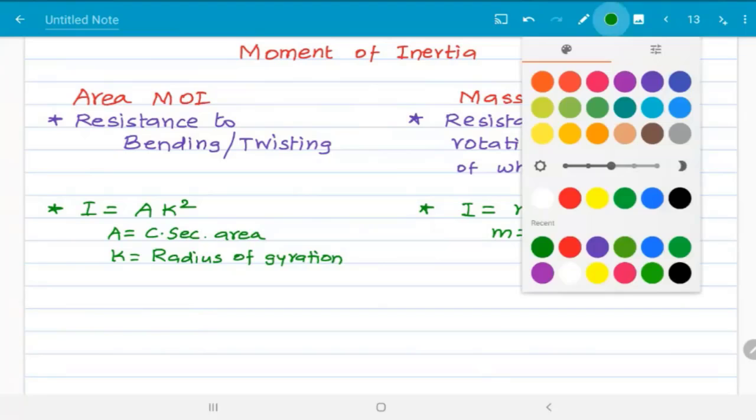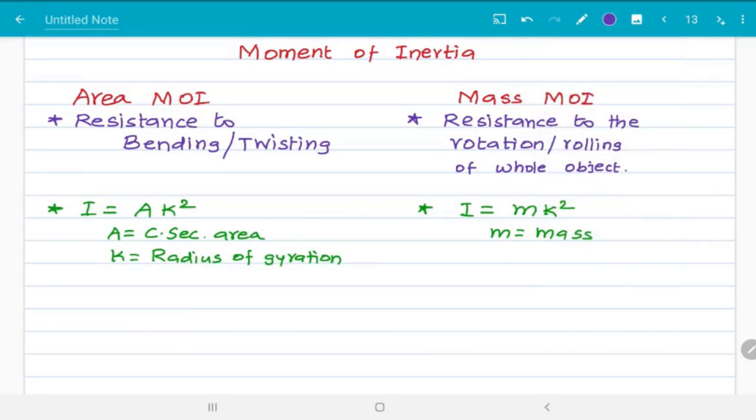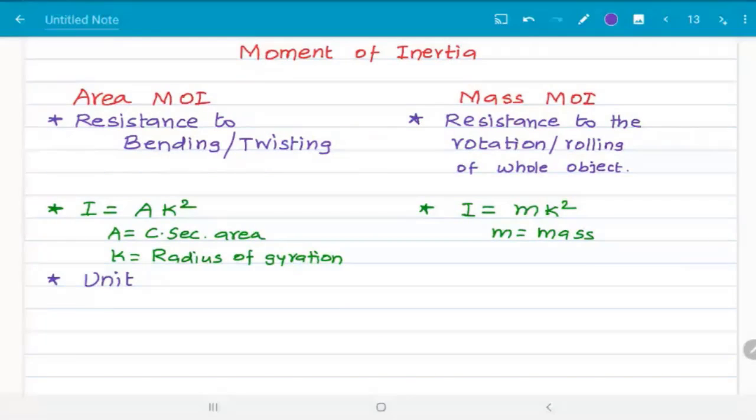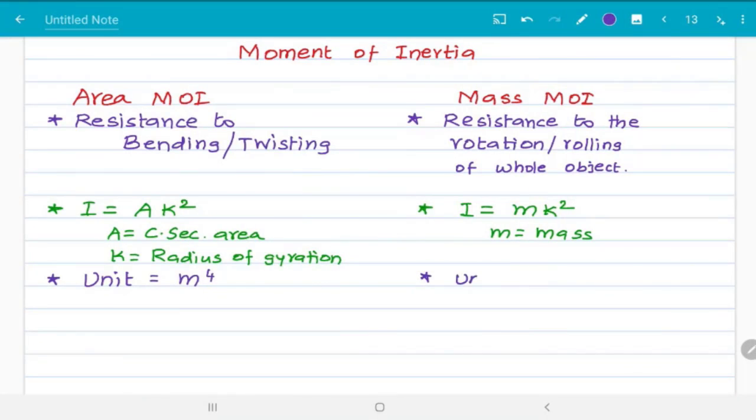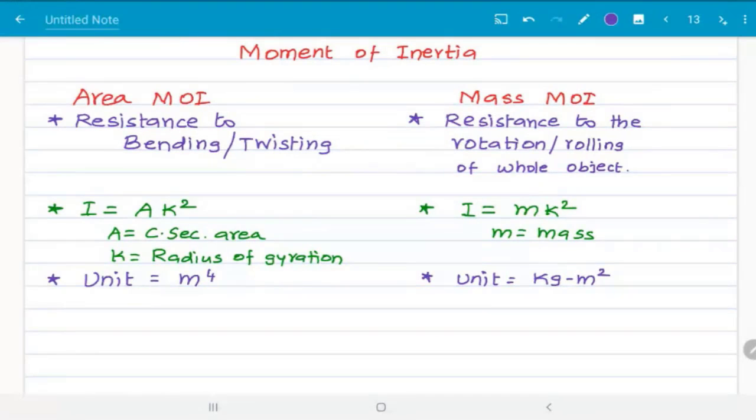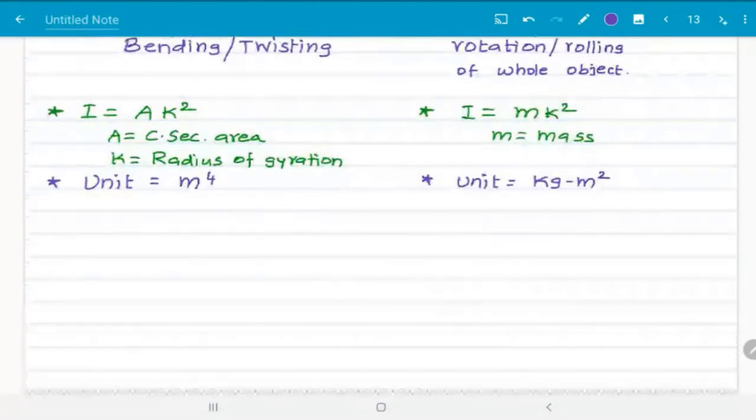Then what is the unit? Unit is meter power 4 for area moment of inertia. For mass moment of inertia, unit is kg meter square. Right.